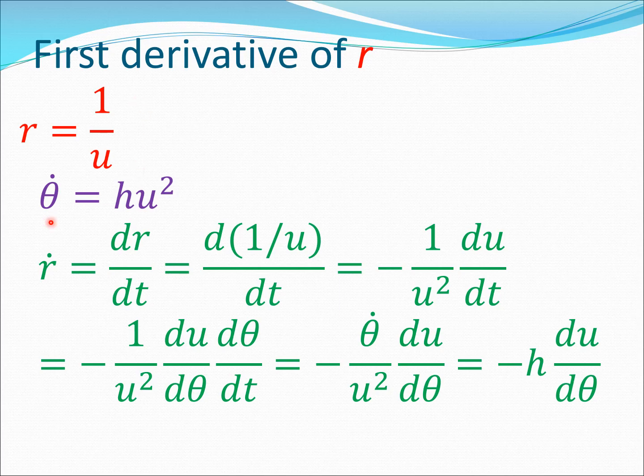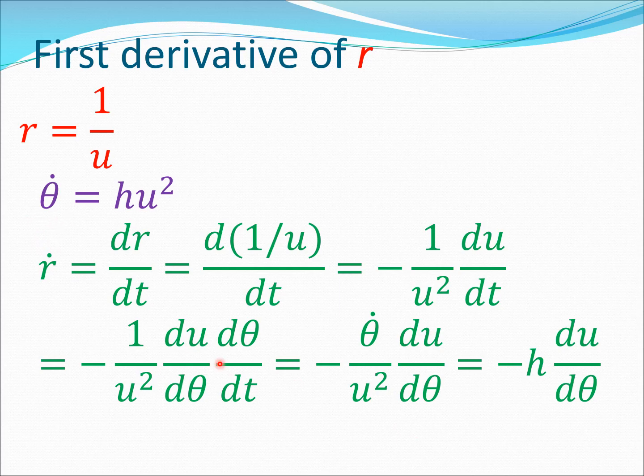So r is 1 by u, theta dot is h u square from our previous slide, and now I take r dot, which is dr by dt. I write it as d of 1 by u by dt, where I have taken r is 1 by u here. I differentiate this, so I get 1 by u square and a negative, which I get by differentiating 1 by u from calculus, and I get the du by dt term. I write du by dt as du by d theta into d theta by dt, and then I get this equation here, because what I have done is that I have brought this theta dot here.